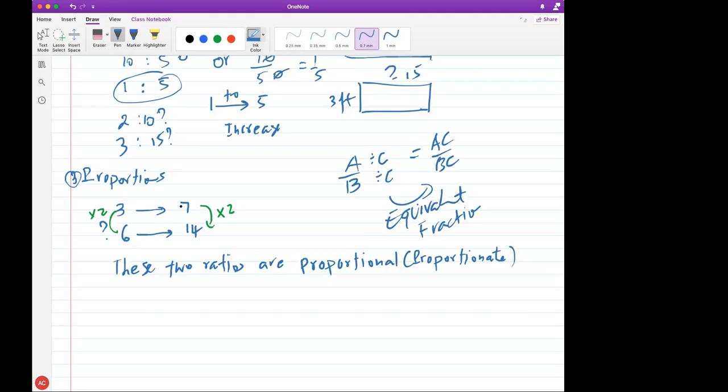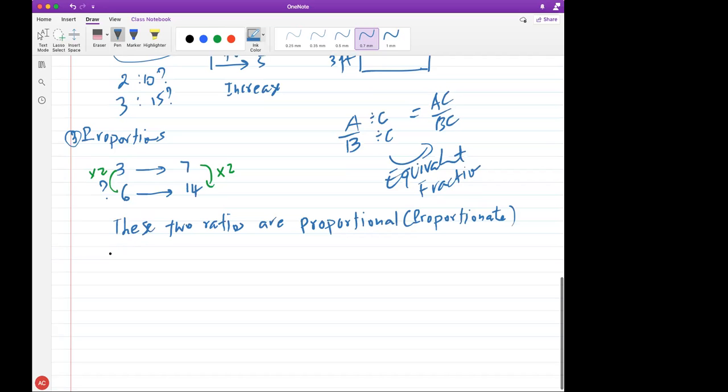That means we changed this one with a certain rate, and we changed the other one with that exact rate, which is times 2. If you times this one by 2 and this one by 7, then your two ratios are not proportional. You're just making stuff up. You can't rely on it.